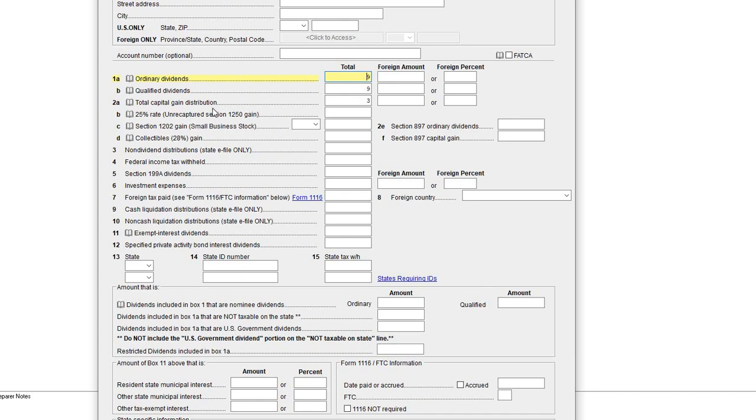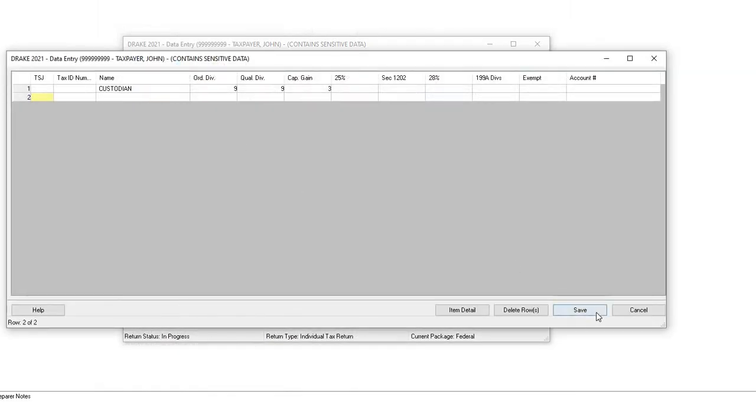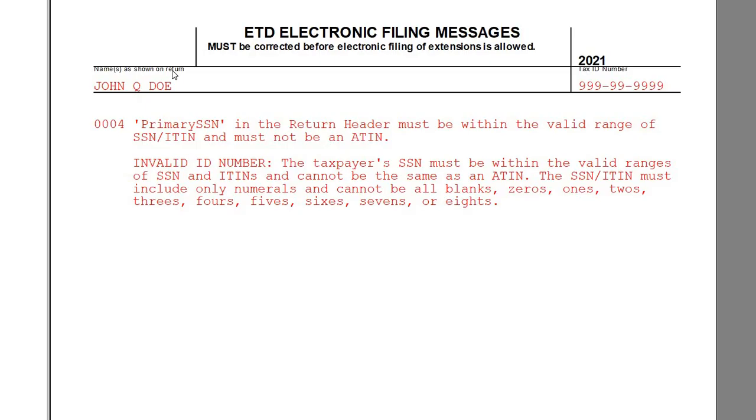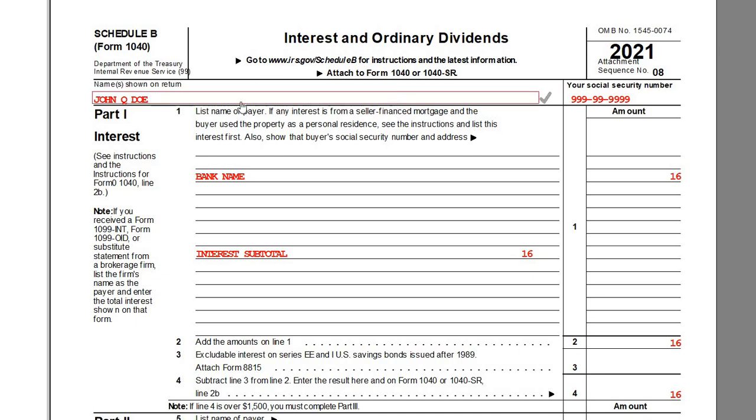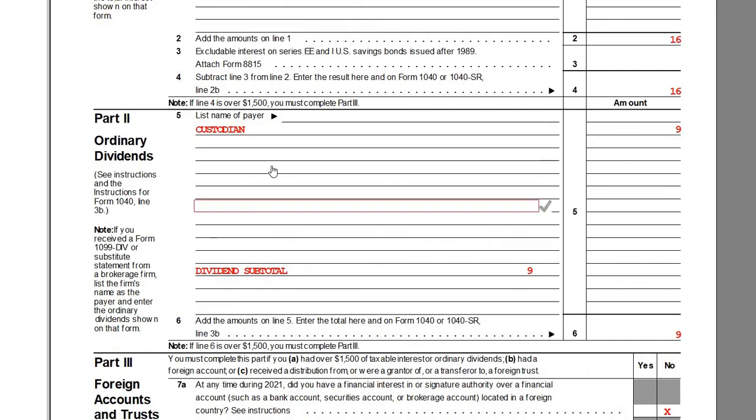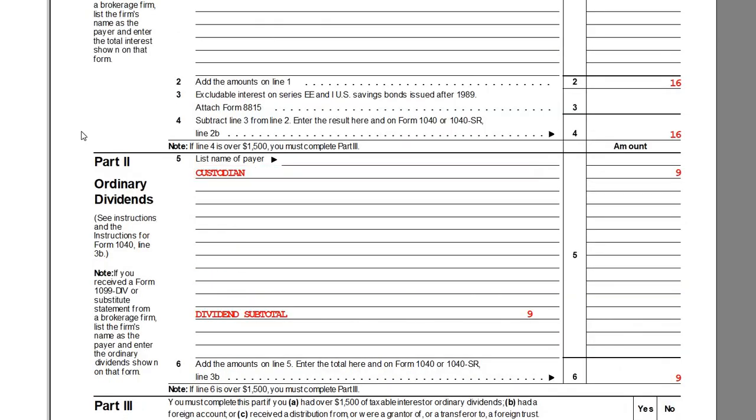The consolidated 1099. And so most software platforms will use the same numbering system, so it makes it easier to transfer the values over. Okay, so now that we've entered that, let's go ahead and look at the form and see how this made its way onto the 1040. So if we go back to Schedule B, all right, we have interest in Part 1, dividends down here in Part 2. So we've got the custodian, whatever the name might be, and there is our $9 of total ordinary dividend income.